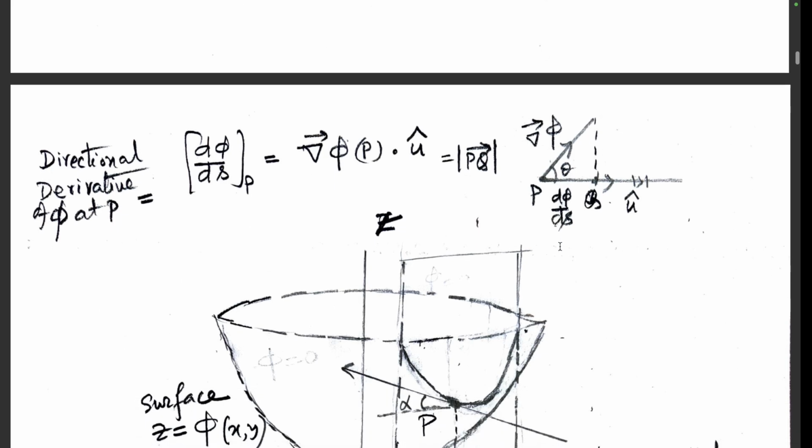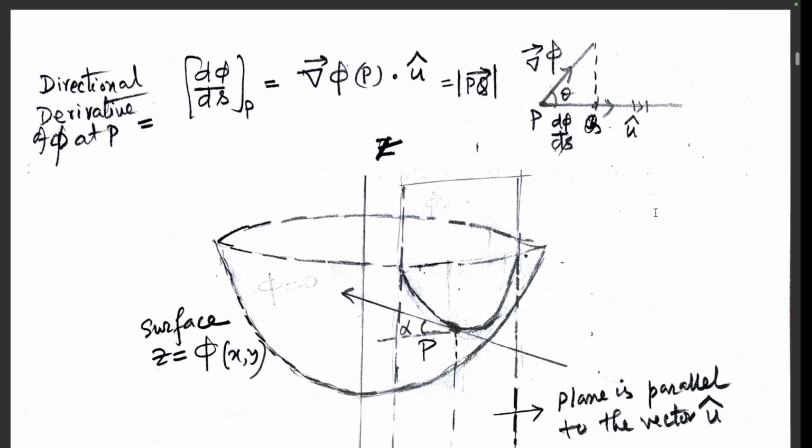This is the diagram of the directional derivative of the function phi at the point P. So d phi ds at the point P is equal to grad phi at the point P dot u cap, that is the mod of PQ vector. This is the line u along the unit vector, and this is the grad phi at the point P. So this length PQ is the projection of grad phi along the line u cap. This is the directional derivative of phi at the point P along the line u cap.